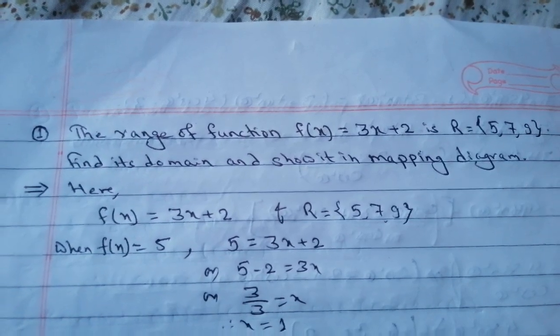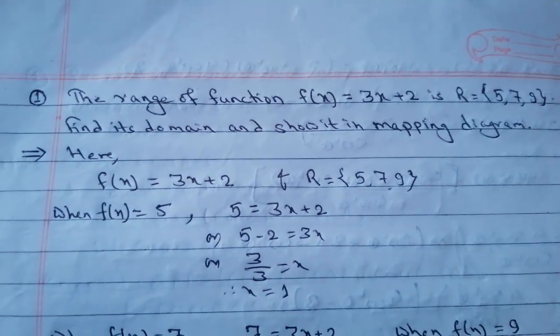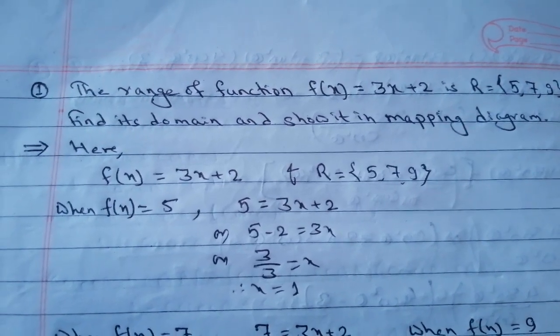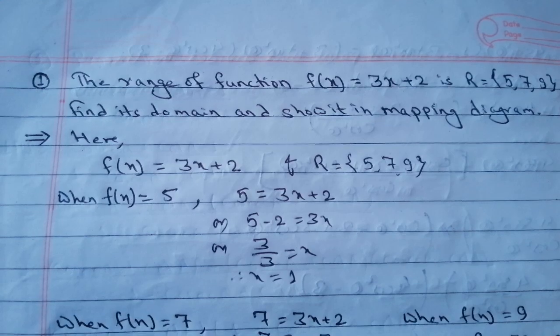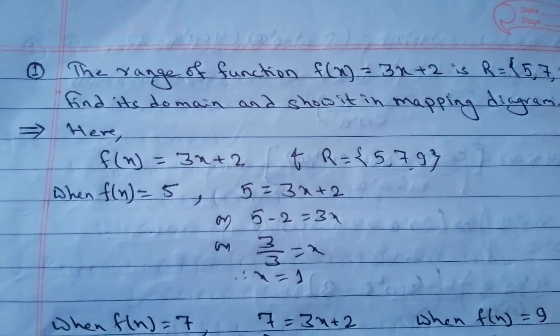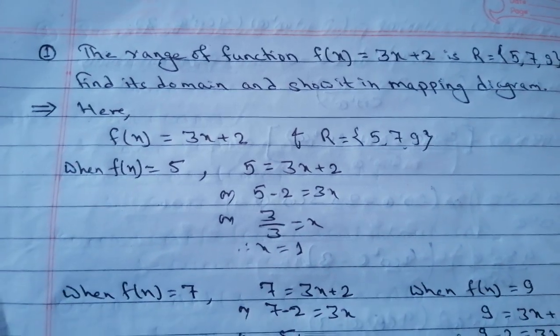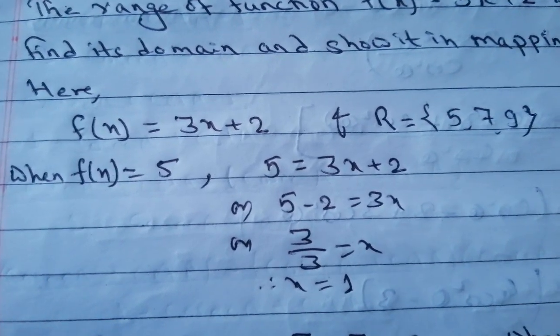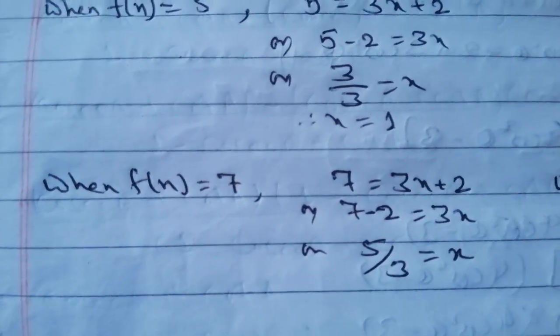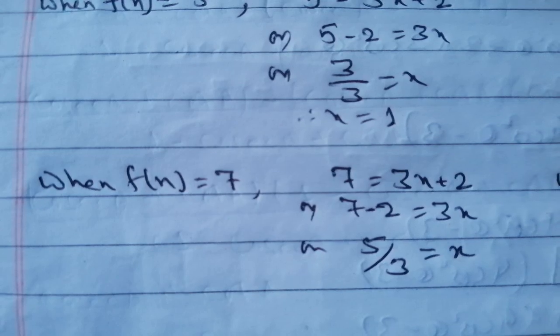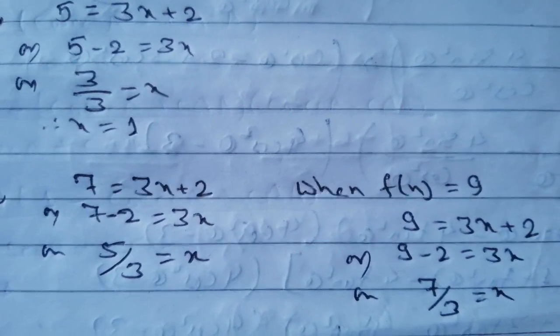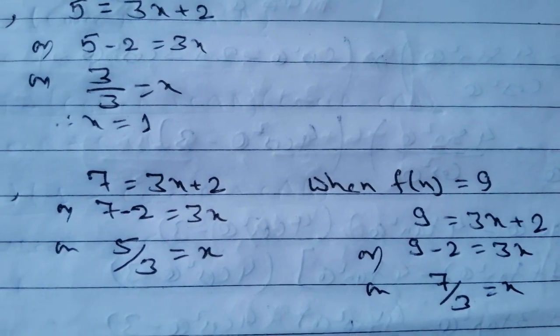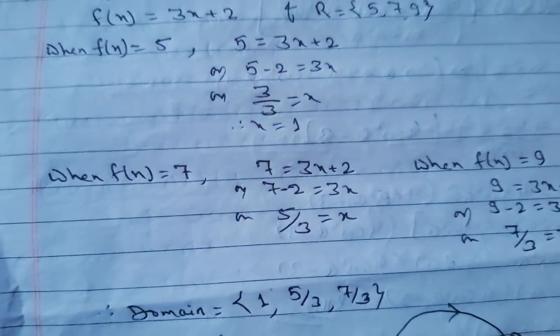So here the function given is f(x) = 3x + 2. Keeping the value of range as once 5, once 7 and once 9, we need to calculate the value of domain, that is the value of x. So if f(x) = 5, keeping the value of y as 5, we get x = 1. Keeping f(x) = 7, y as 7, we get x = 5/3, and keeping y = 9, we get the value of x as 7/3. So the domain are 1, 5/3 and 7/3.